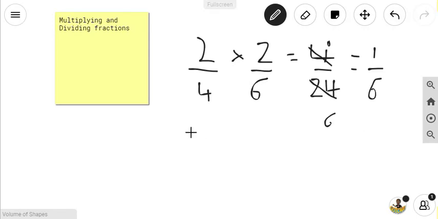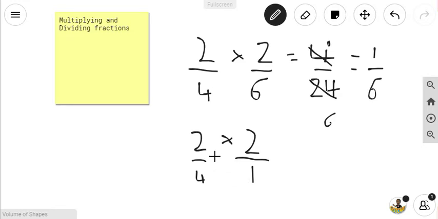Now say the case is you're timesing by a whole number. Let's just say 2 then. When you have a whole number, you can change it into a fraction by putting 1 at the bottom. It can be any whole number at all. Just put 1 as the denominator, and that's how you change a whole number to a fraction.